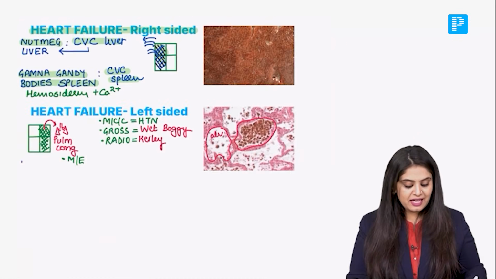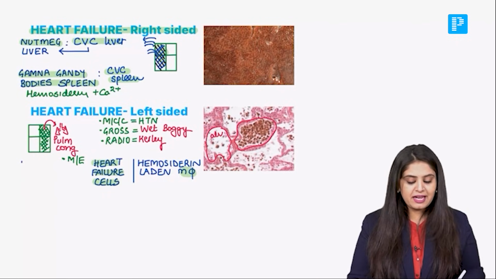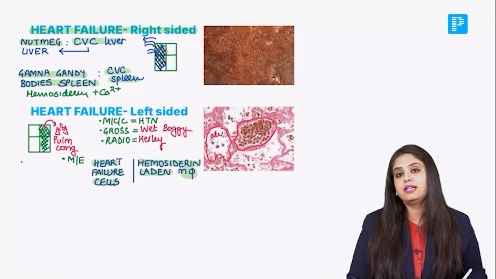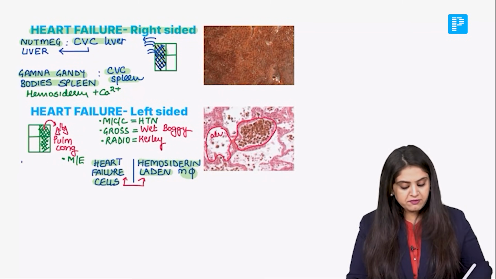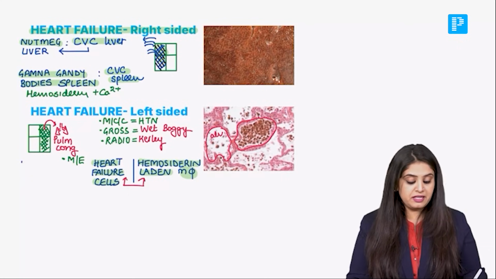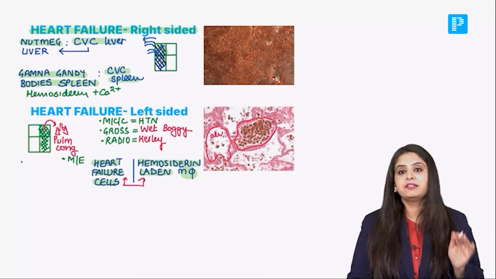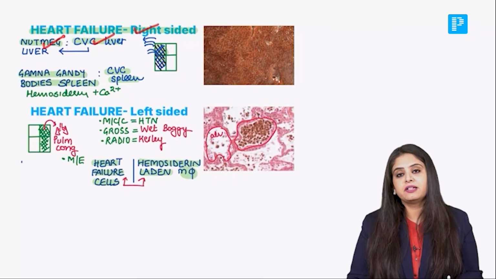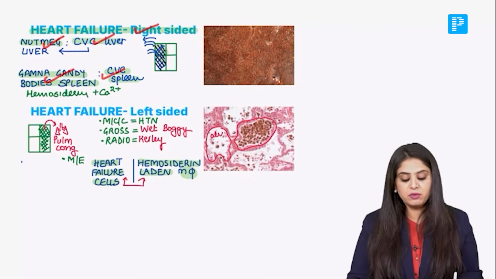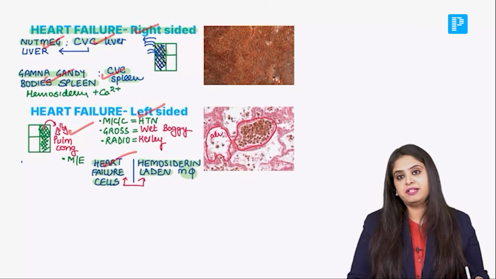So can I say that I have resulted in the formation of heart failure cells? What are heart failure cells? They are actually macrophages which have eaten up what? Hemosiderin. Hemosiderin-laden macrophages are the other name for heart failure cells. Which heart failure are they seen in? Left-sided heart failure. And in which organ are they seen? They are seen in the lungs. Three things if I have to give you a take-home message. In right-sided heart failure, CVC liver is nutmeg liver, CVC spleen is gamma antibodies. In left-sided heart failure, there is going to be pulmonary congestion, so heart failure cells are seen.